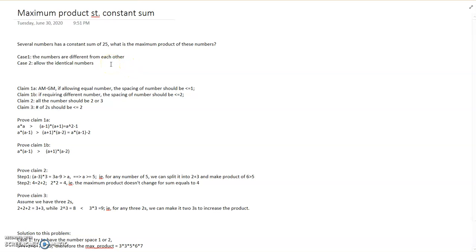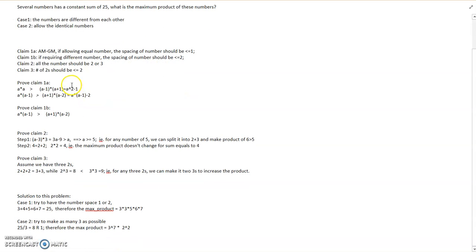Sure, yeah, we're talking about a problem from Think Academy. It mentions several numbers with a constant sum of 25. What is the maximum product of these numbers? We have two cases. The first is where all the numbers are different. The other is where we allow identical numbers.